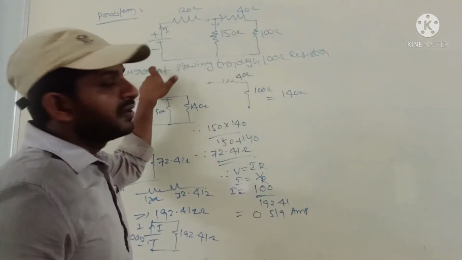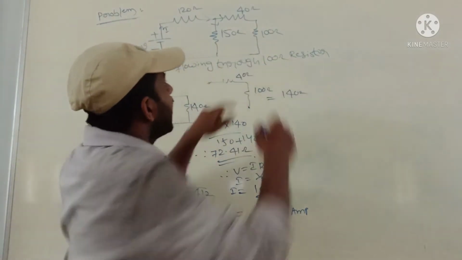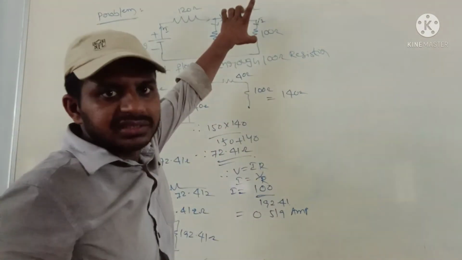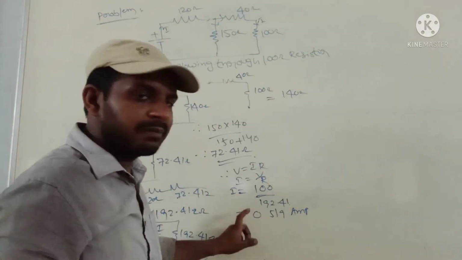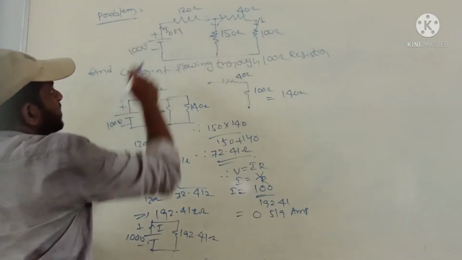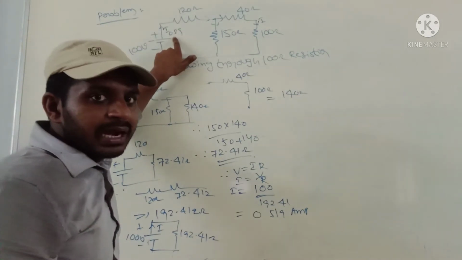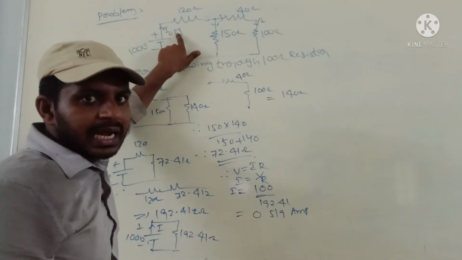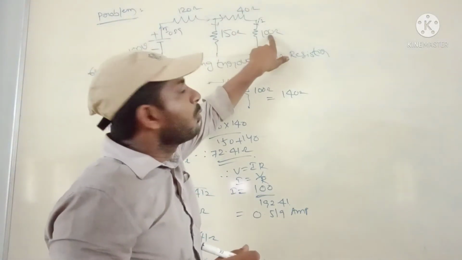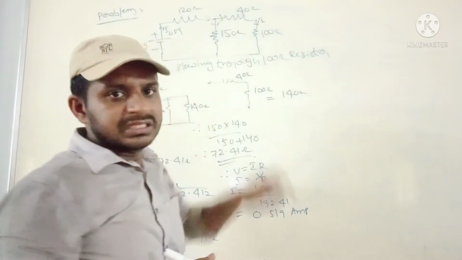But the given problem is asking, what is the current flowing through only the 100 ohm resistance? The individual resistance he is asking about. Whenever a 100 volt supply is given to the entire circuit, 0.519 amperes of current will be flowing. But this is not required here. The requirement is the current flowing through the 100 ohm resistance.